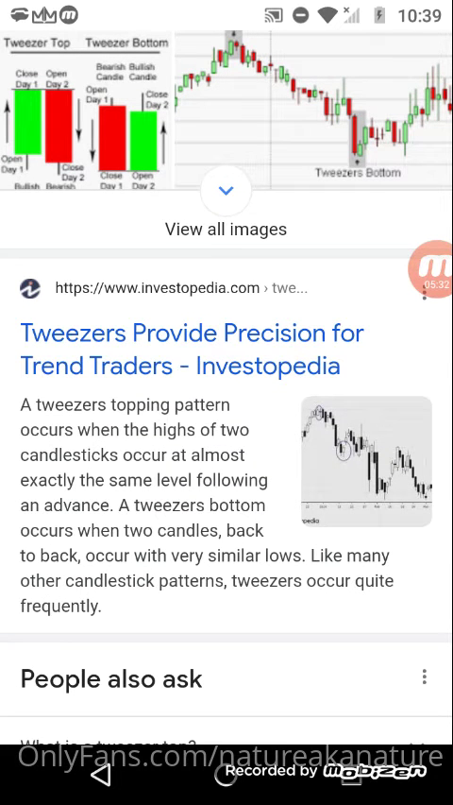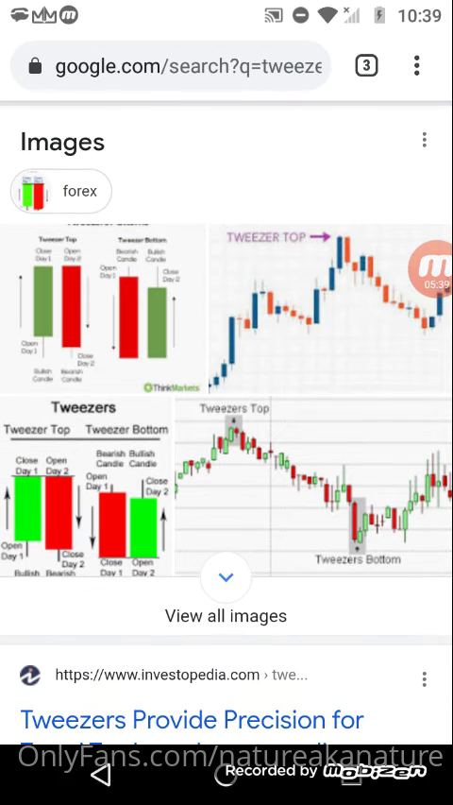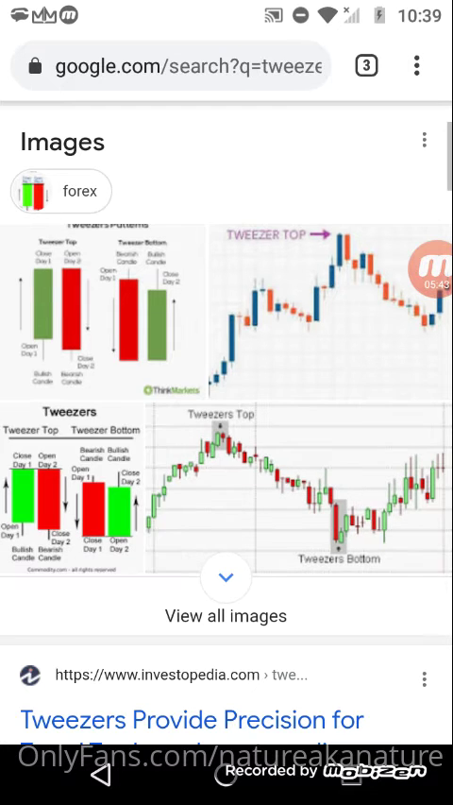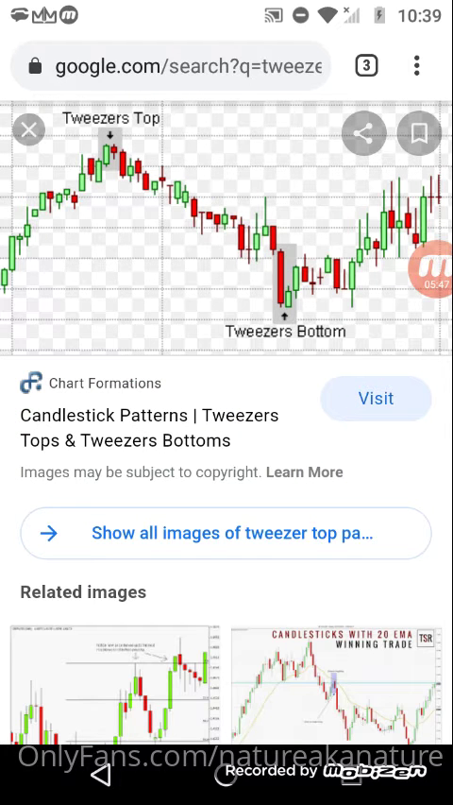The Japanese have been using candlestick charts to trade rice for centuries. Tweezers can take on various appearances, but all have a couple of traits in common. Sometimes they appear at market turning points. They may simply indicate the possibility of a reversal.